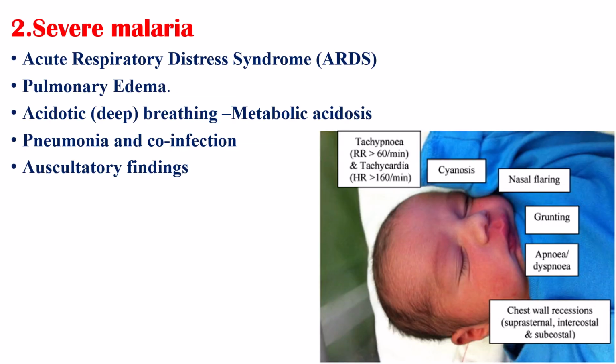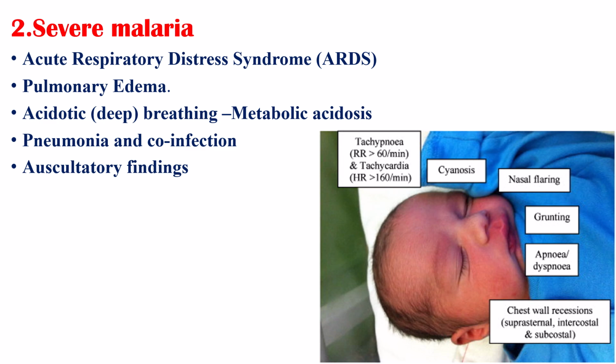The other is in severe malaria. In severe malaria, there are a lot of respiratory complications. The first is acute respiratory distress syndrome, or ARDS. ARDS is the most severe respiratory complication of malaria, primarily affecting adults and pregnant women, and in rarer cases, young children. It's characterized by severe inflammation, fluid buildup in the lungs, or pulmonary edema, and widespread damage to the tiny air space or alveolus. The mortality rate for malaria-associated ARDS can be very high.